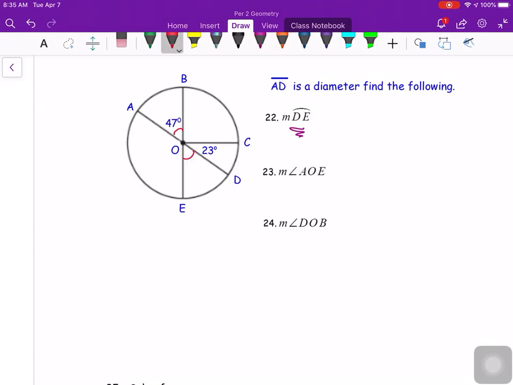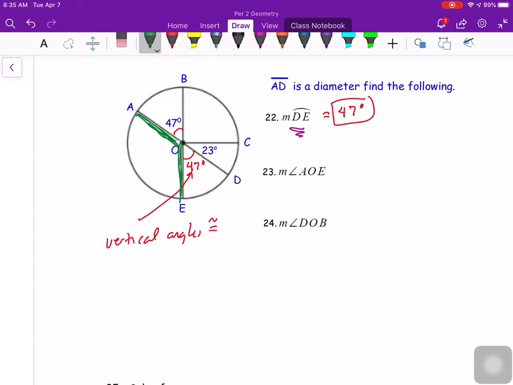Now this one has several questions with the same diagram. We're looking for the arc from D to E. Well, we have vertical angles. So the arc from D to E is going to be 47 degrees. Then they ask us for the measure of angle AOE, angle A to O to E, right there. I can use a linear pair. 180 minus 47 gives me 133.